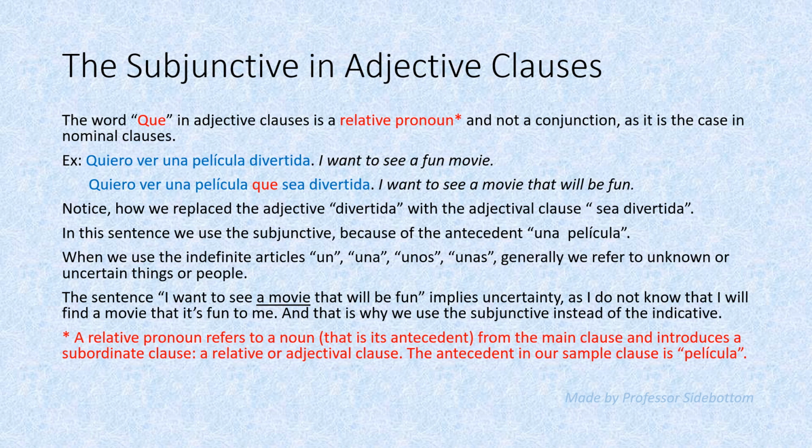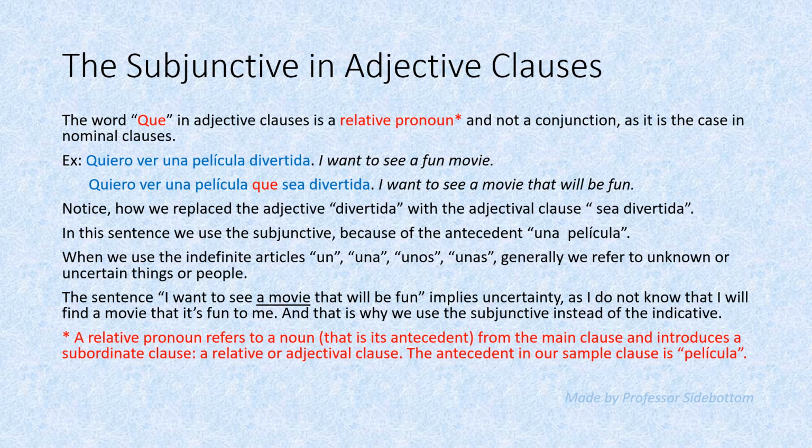Notice how we replace the adjective divertida with the adjectival clause sea divertida. In this sentence, we use the subjunctive because of the antecedent una película. When you use the indefinite articles un, una, unos, unas, generally we refer to unknown or uncertain things or people. So the statement, I want to see a movie that will be fun, implies uncertainty, as I do not know that I will find a movie that is fun to me. And that's why we use the subjunctive instead of the indicative.